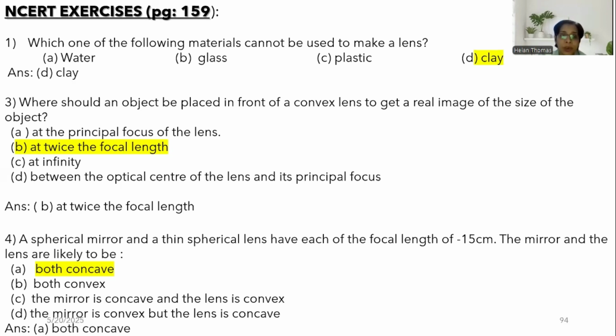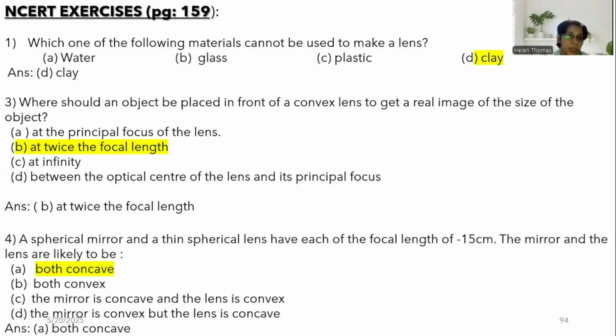The first question: which of the following materials cannot be used to make a lens? See, any lens is a material which will allow the light to pass through, which means refraction will take place. Water will allow the light to pass through, glass will allow, so will plastic. Clay is the only opaque object here, so clay cannot be used to make a lens, as it will not allow light to pass through.